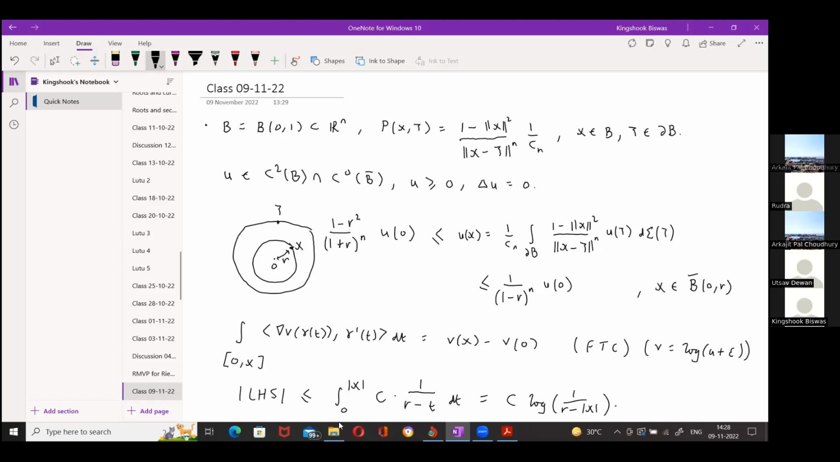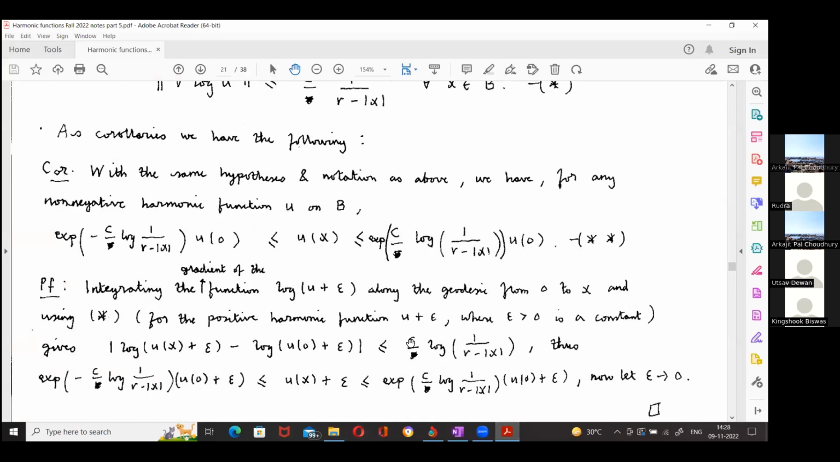Just calculus, right? So you get this bound and then you take exponentials. This is the log of (u(x) plus epsilon) divided by (u(0) plus epsilon), so the modulus of the log is bounded by this. That gives you two inequalities, and then you take the exponential. So you get u(x) plus epsilon bigger than or equal to (u(0) plus epsilon) times e to the minus c log 1 over (r minus mod x), and less than or equal to e to the c log 1 over (r minus mod x) times (u(0) plus epsilon). Now just let epsilon tend to 0 and you're done. That's it.